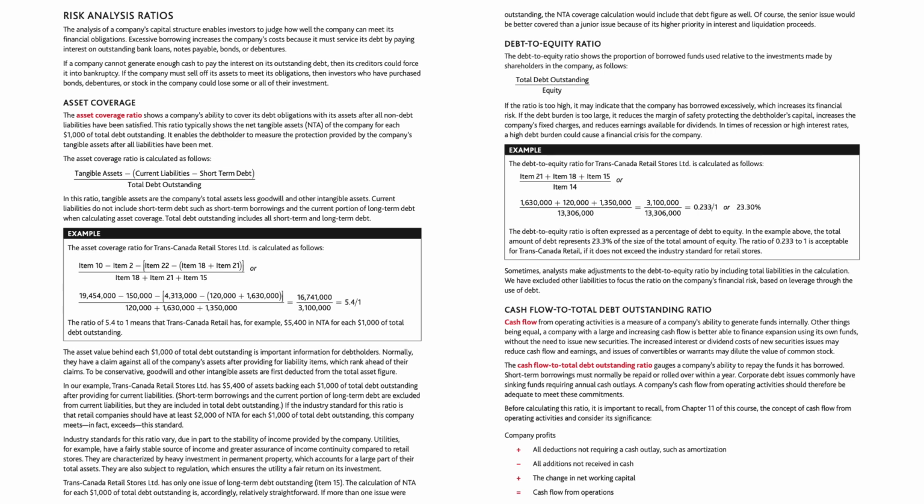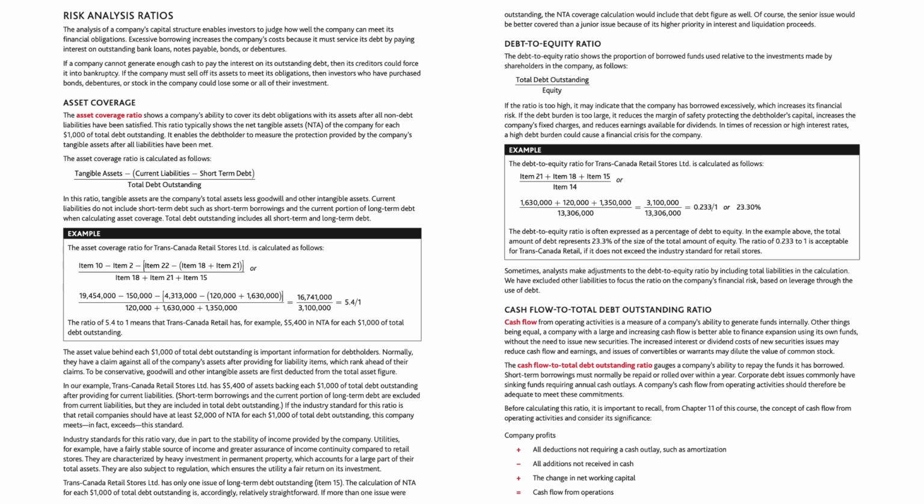Short-term borrowings and the current portion of long-term debt are excluded from current liabilities, but they are included in total debt outstanding. If the industry standard for this ratio is that retail companies should have at least $2,000 of NTA for each $1,000 of total debt outstanding, this company meets, in fact exceeds, this standard. Industry standards for this ratio vary, due in part to the stability of income provided by the company.